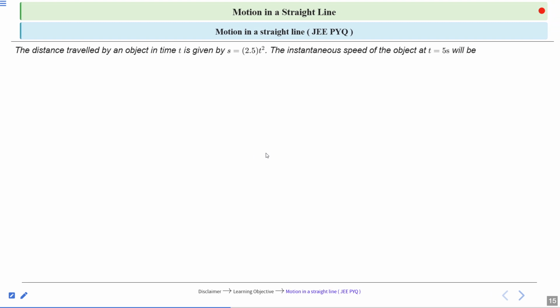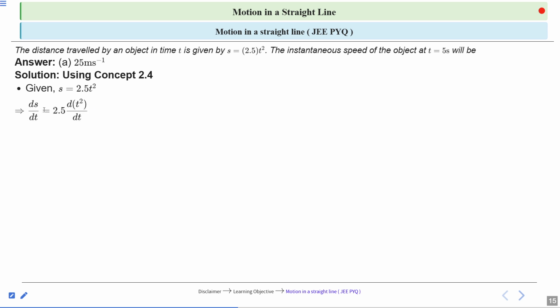So correct answer is A, 25 meter per second. Solution using concept 2.4. Given S is equal to 2.5 t square. This is the distance traveled by an object in time t. So ds upon dt is equal to 2.5 into dt square divided by dt. So this is the differentiation of distance traveled by the particle.